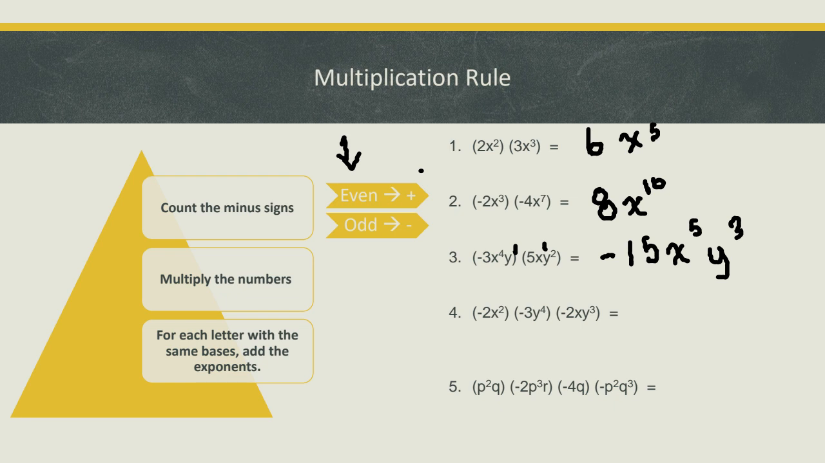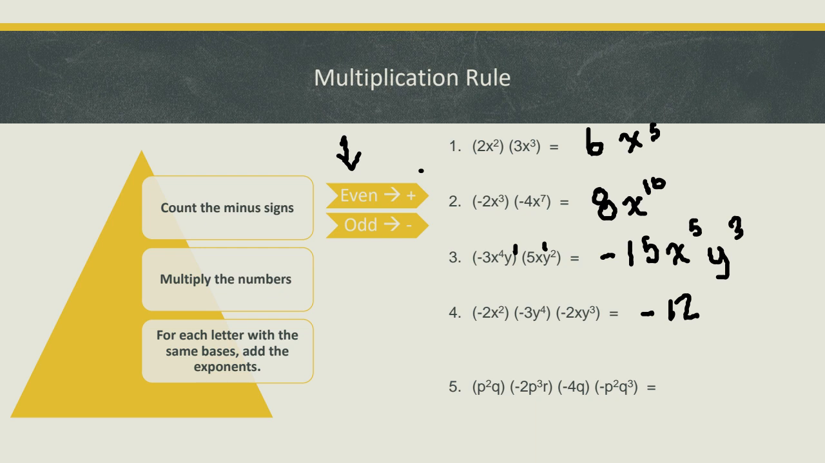For number 4, I have 3 negatives. That's an odd number. So my overall sign is negative. 2 times 3 is 6, times 2 is 12. So I get a negative 12. Now, if you wanted to use your calculator, negative 2 times negative 3 times negative 2, let's take a quick look at that and how you would punch that in.